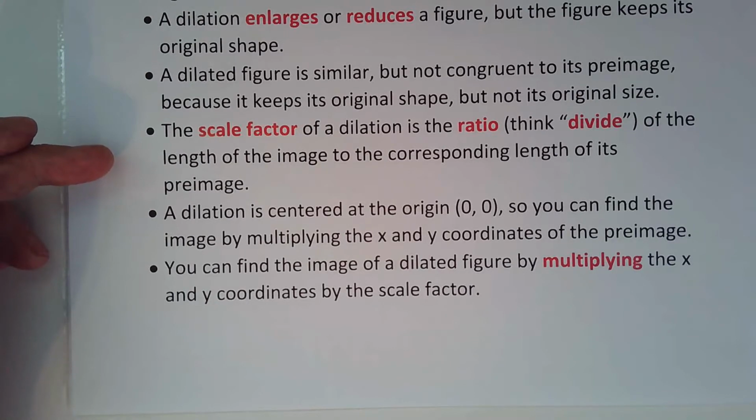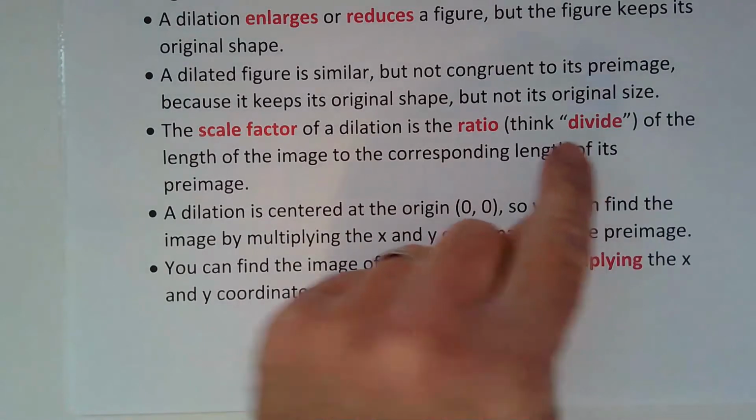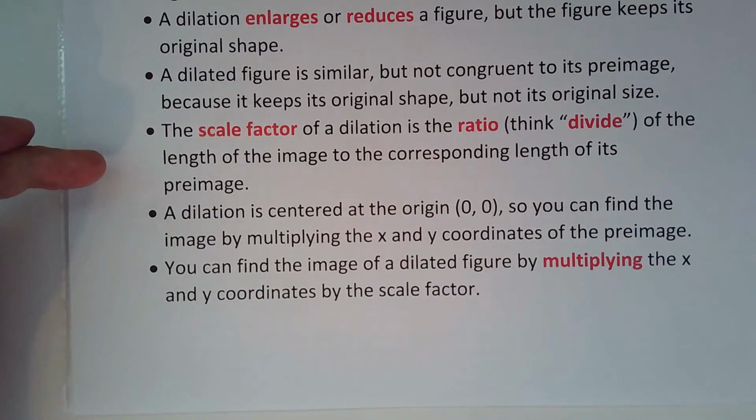So the scale factor of a dilation is a ratio. So think division of the length of the image to the corresponding length of its preimage. So one's divided into the other.